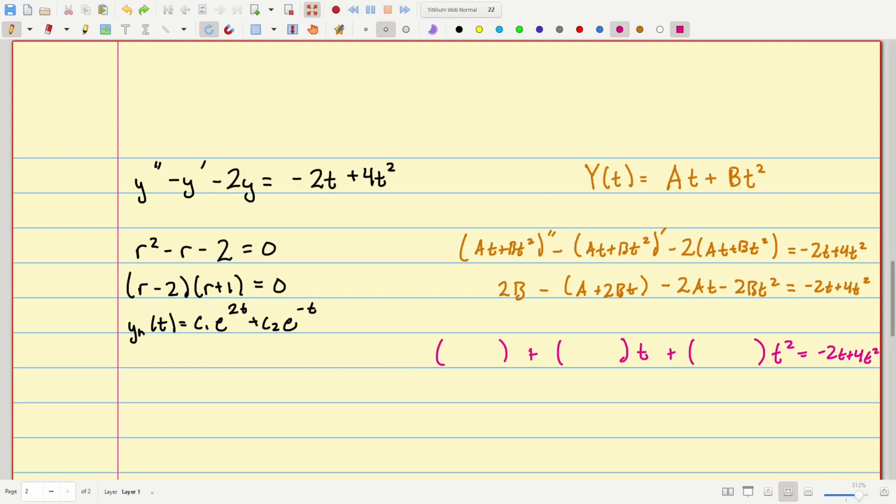Now, collecting things, I have negative a plus 2b for the constant part. I have negative 2a minus 2b for the t part. And for the t squared part, I have negative 2b. You all agree with that? Okay. I have a problem.